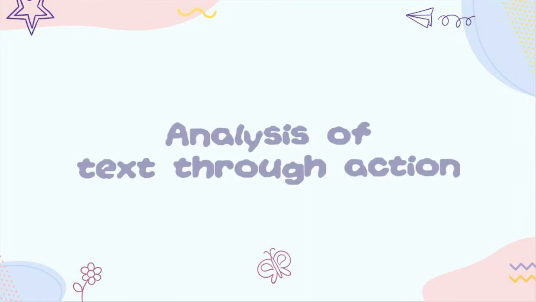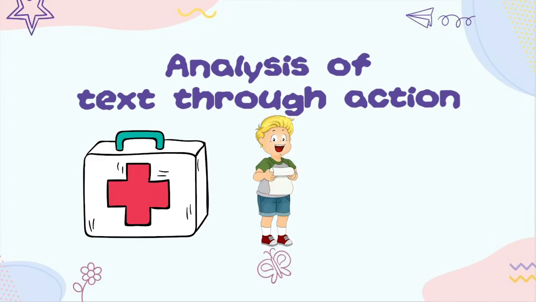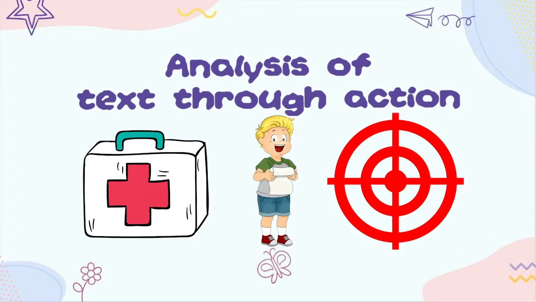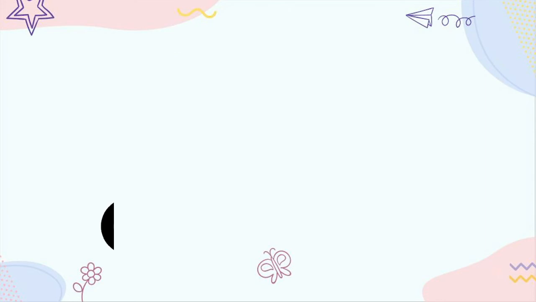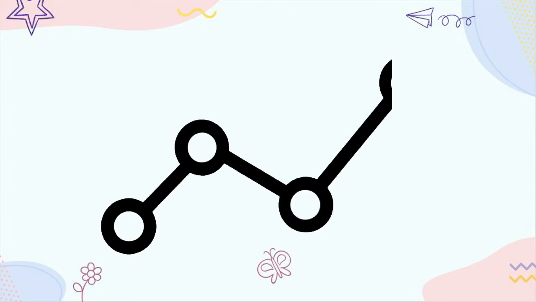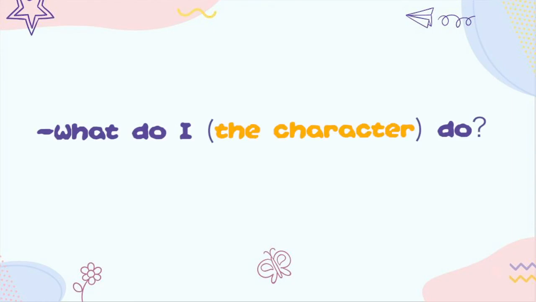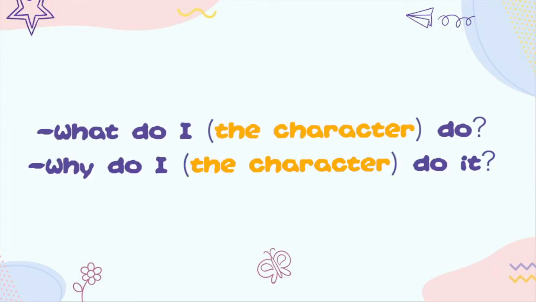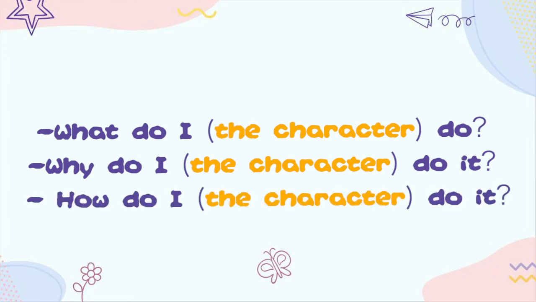Number 6 is analysis of text through action. This helps the actor understand the aim of the main idea of the play. In analyzing an action, the actor answers 3 questions. What do I, the character, do? Why do I, the character, do it? How do I, the character, do it?